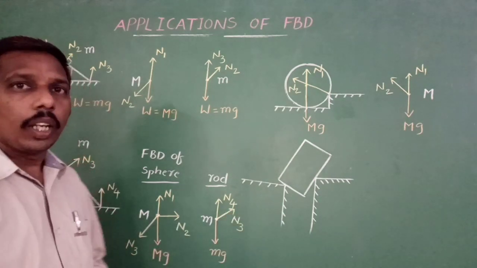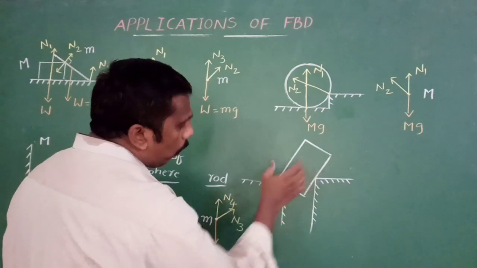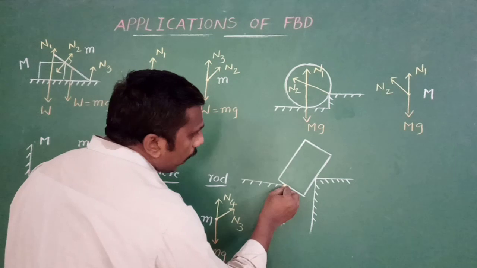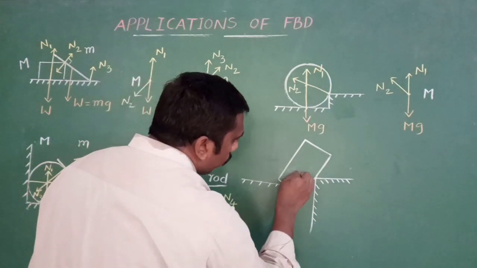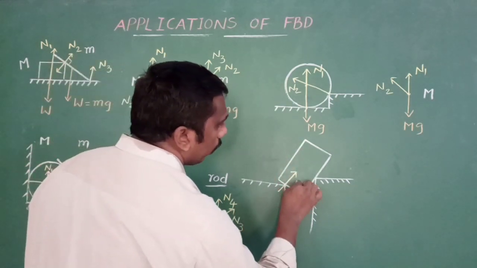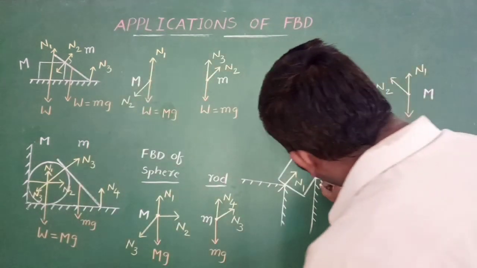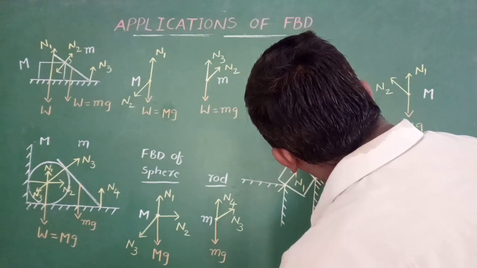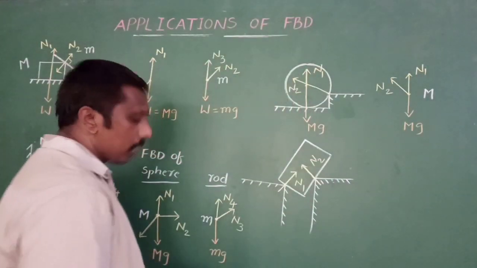Come to this one. Here, this box has two contact points. So with two contacts, two normal reactions will act. One normal reaction acts like this, perpendicular to the surface. This is taken as N1. And one more normal reaction acts like this, perpendicular to this surface and passing through the center. That is taken as N2. N1 and N2, two contacts are there.